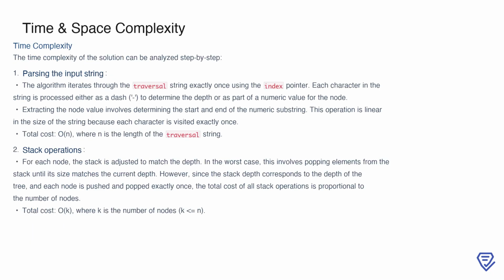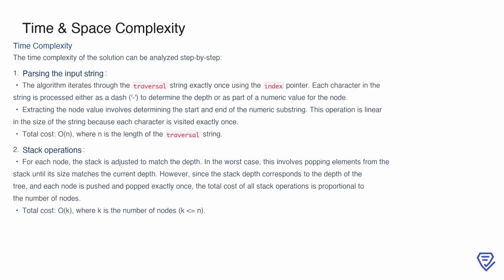To analyze the time complexity of this solution, we start with parsing the input string. The algorithm processes the traversal string one character at a time using an index pointer. Each character is examined to either identify the depth, represented by dashes, or to extract the numeric value of a node. This extraction involves finding the start and end of the numeric substring, but since every character is visited only once, this step is linear in time, resulting in a total cost of O(n), where n is the length of the string.